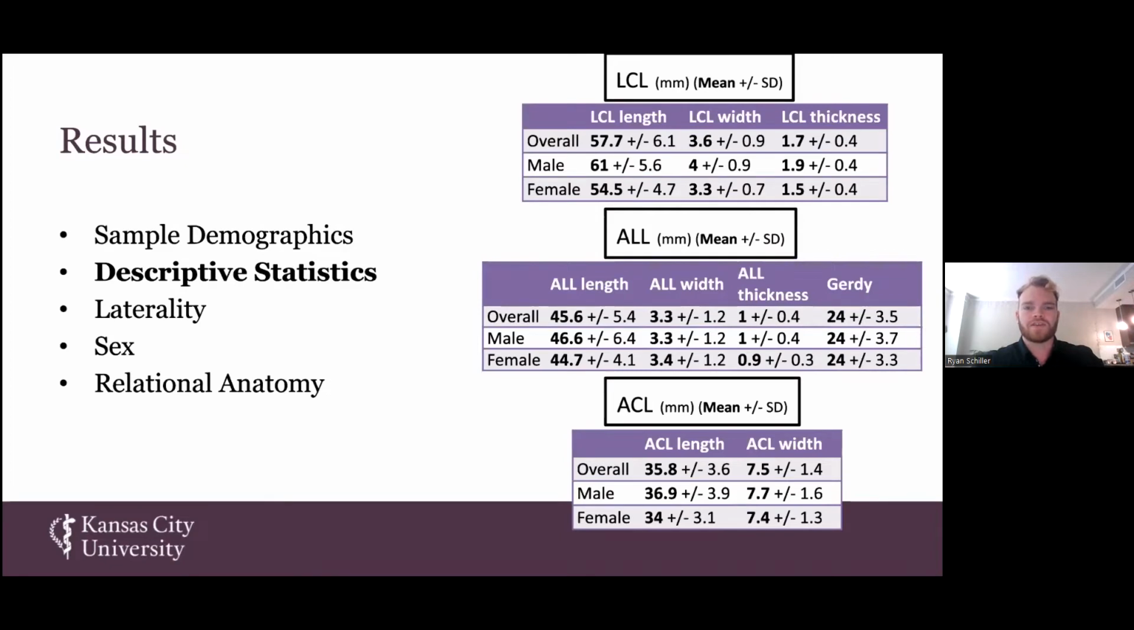And here are the descriptive statistics of all these measurements that we took. All the measurements had a normal distribution as judged by the kurtosis and skewness of the data. And males generally had higher average ligament measurements for most of these measurements. And you can see here the LCL was generally longer, wider, and thicker than the ALL, for example. ACL was pretty consistent across the board.